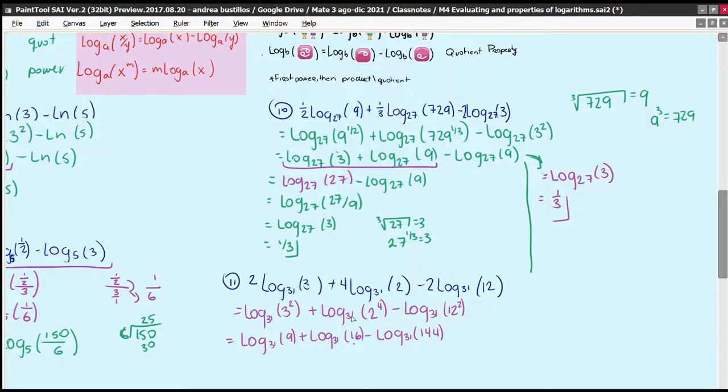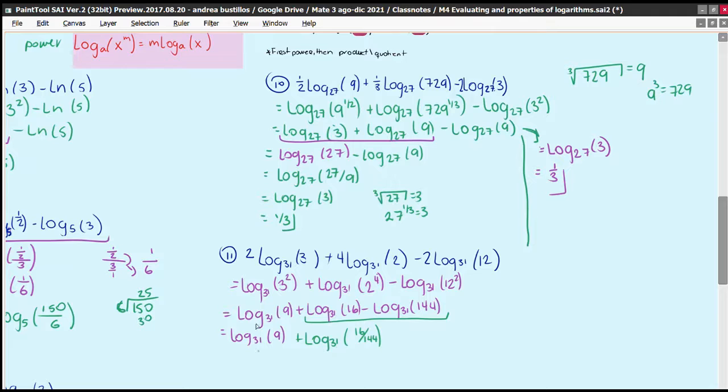From there, I'm going to apply the quotient rule here because I have two logarithms subtracting each other. By applying the quotient rule, I know that this can be simplified as logarithm base 31 of 16 over 144. Now I have two logarithms being added, so this can be simplified as logarithm base 31 of 9 times 16 over 144.